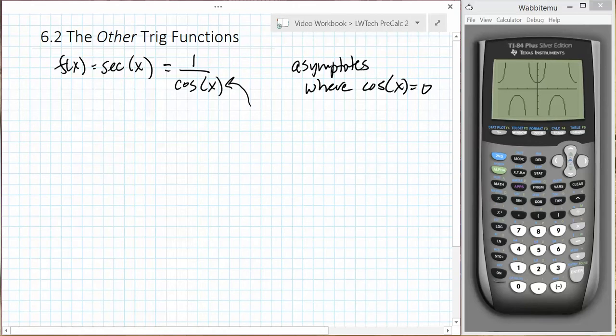Unlike the tangent function, which had these interesting looking waves, the secant graph has these alternating U, parabola-looking shapes that alternate between positive values opening up and negative values opening down. It seems kind of randomly located, that is, until you also graph it with the cosine graph.